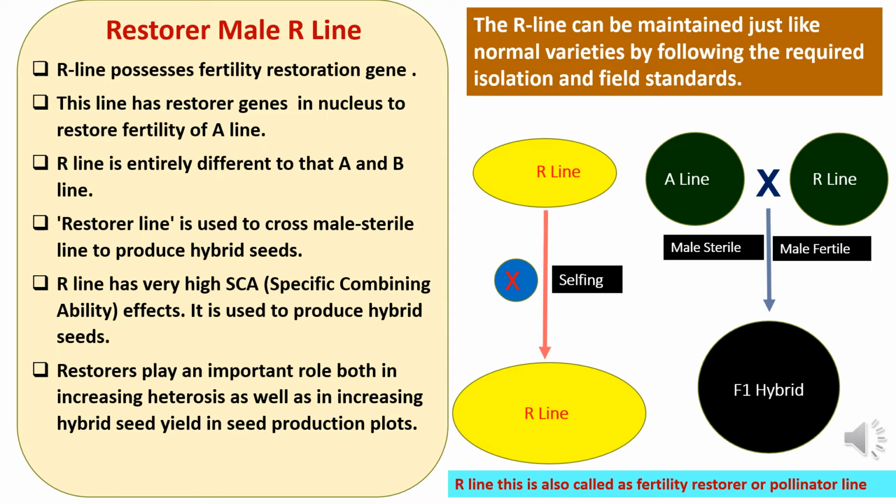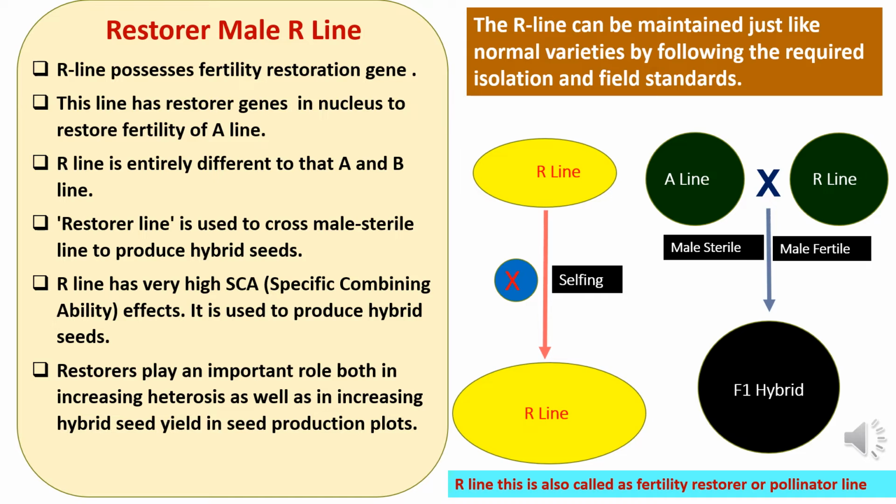R line is known as restorer line and also called fertility restorer or pollinator line. R line has the characteristic of a fertility restoration gene, and this line has the restorer gene in the nucleus to restore fertility of A line. R line has entirely different characteristics from A and B line, and this is used to cross male sterile lines to produce hybrid seeds.